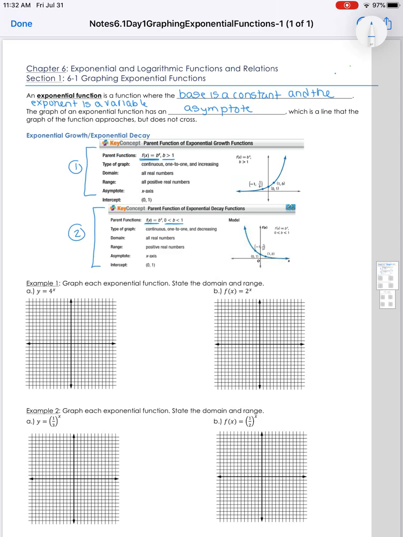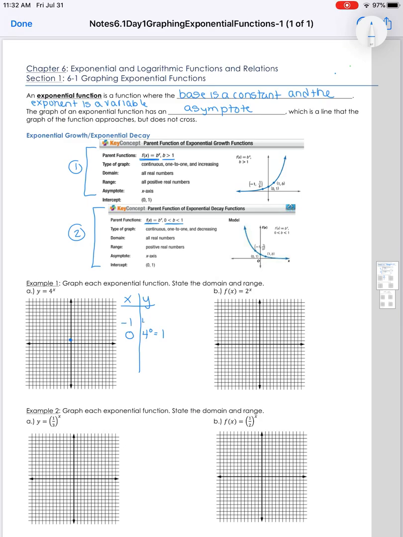So we're going to graph each exponential function. We're going to state the domain and range. Okay, so what I would suggest doing is making yourself a little chart. I'm going to try and make my answer equal to something nice and easy. So I'm going to sub 0 in first. And if that's 4 to the 0, well, that's equal to 1. So I have the point 0, 1.